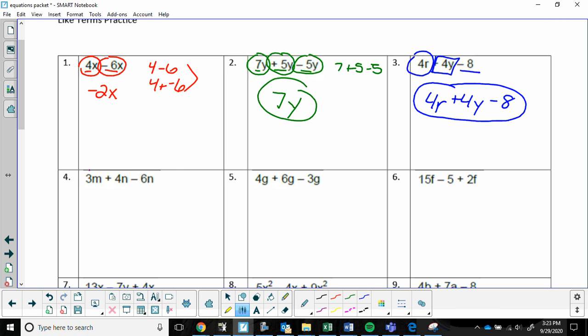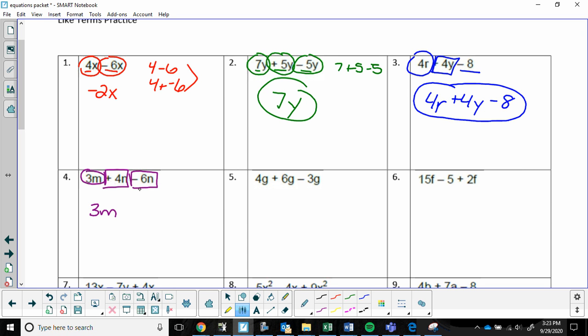All right, we start with the m. And we look through, do we see another m? No, we do not, so we can bring it down. There's nothing to combine it with. Then we move on to the next term. The next term is plus 4n. Do we see another n? Yes, we do, right here.